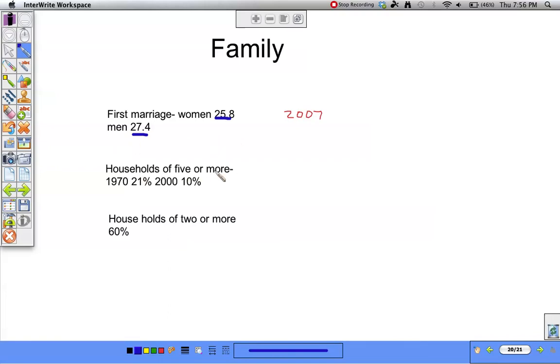Also, the size of households is declining. In 1970, 21% of households had 5 or more people. Today, that's only 10%. So family sizes are shrinking. And households of 2 or more people is still a trend. Most Americans still live with somebody else, even if we're not necessarily living in big families.